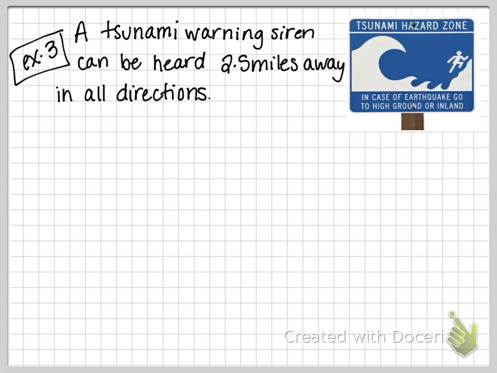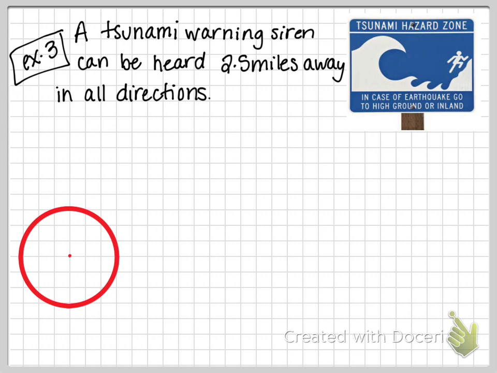All right, last of all, little word problem. It says a tsunami warning siren can be heard 2.5 miles away in all directions. Remember, the geometric definition of a circle is a point where every point on the circle is equidistant from the center. So if we have a little tsunami warning at the center, and the warning can be heard the same amount of miles away in all directions, it is just a circle from that point.